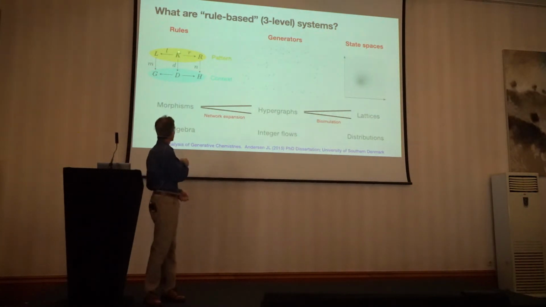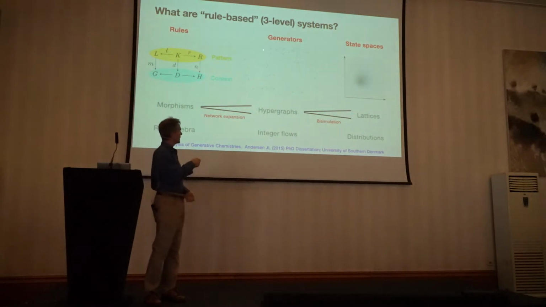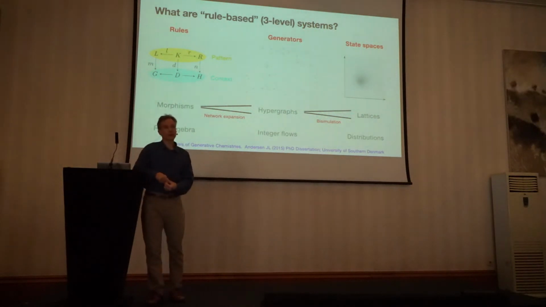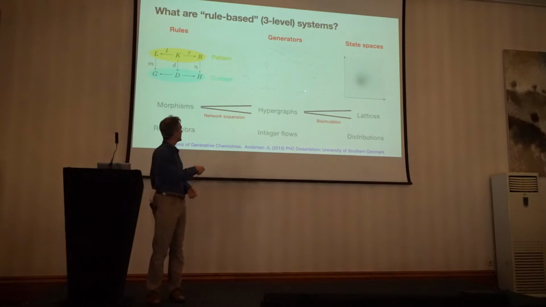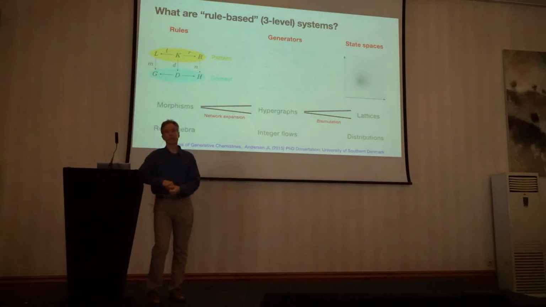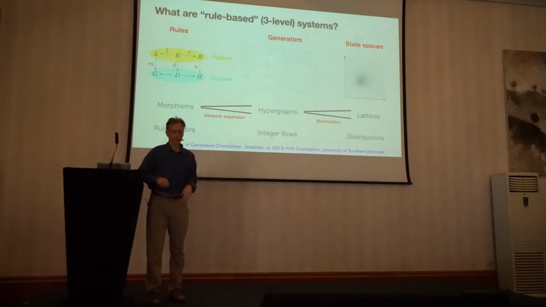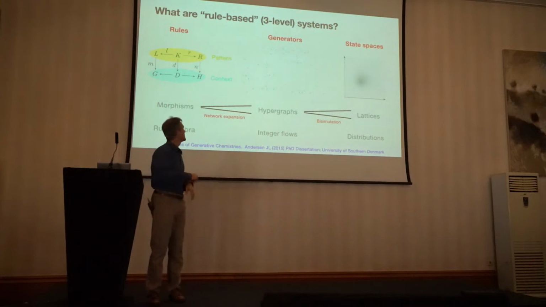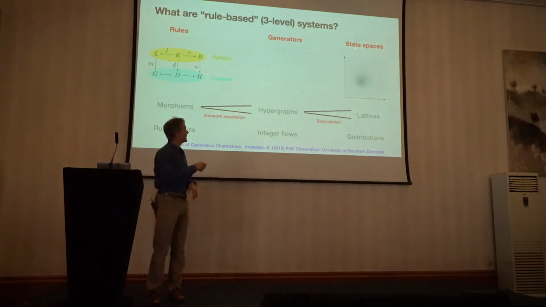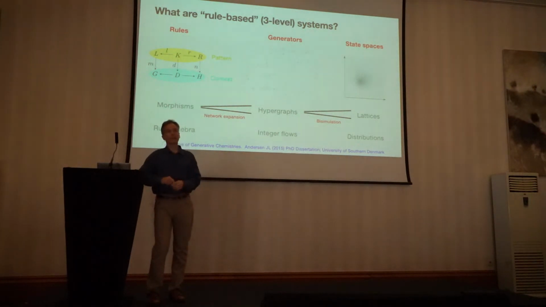Now, the rules are then embedded in literal molecules that undergo literal reactions. And so the second level in a 3-level system is what we would call the stochastic chemical reaction network, stochastic or deterministic or otherwise. The third level is the actual dynamics of states, their trajectories or the probability distributions on them in state spaces.